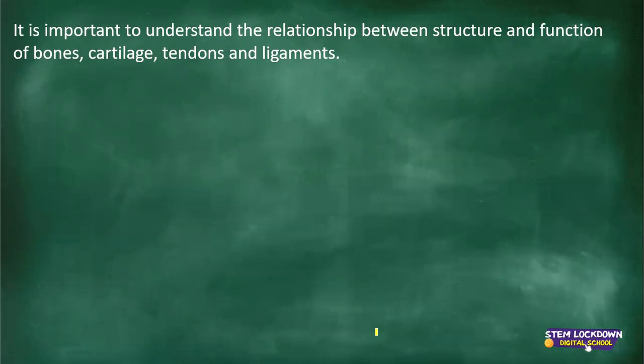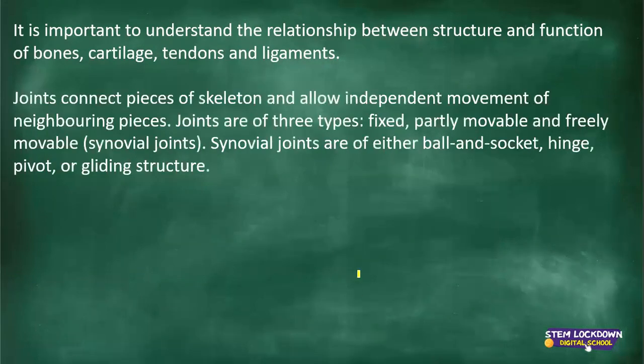Bones, cartilage, tendons, and ligaments. Joints, what? When you hear someone complaining about their joints, we need to understand the differences between these and how they function, because sometimes we use them interchangeably as though they were the same thing. Joints connect pieces of skeleton and allow independent movement of neighboring pieces. There are three types of them. They are fixed, partly movable, and freely movable joints.